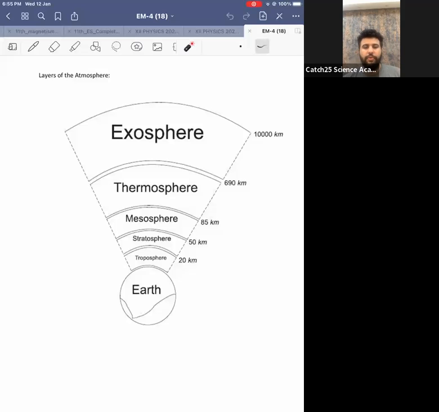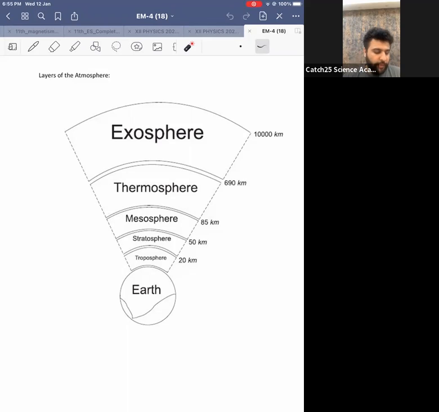Stratosphere contains ozone layer, which protects the Earth from the harmful UV radiation of the sun, or from the sun, doesn't matter.